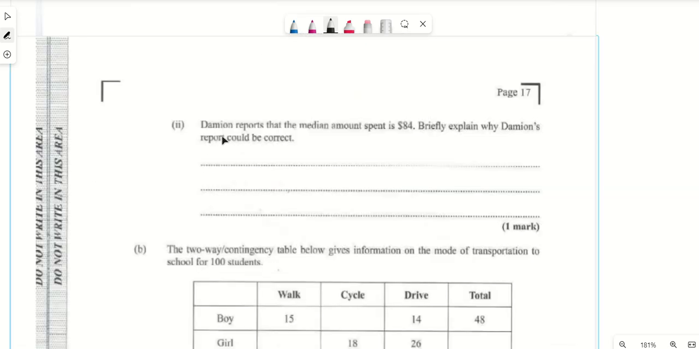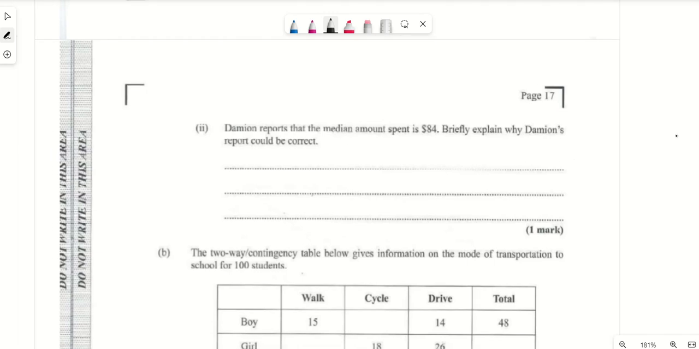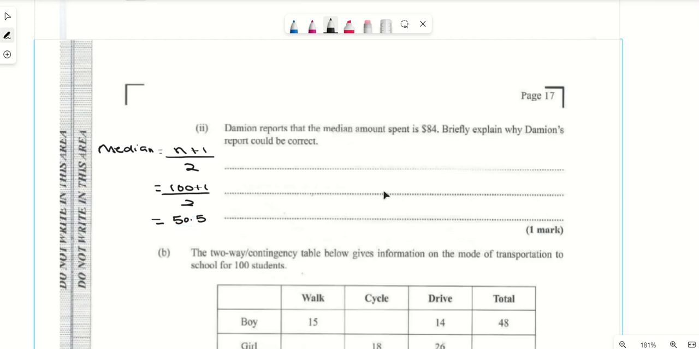So part 2 says Damon reports that the median amount spent is 84. Briefly explain why Damon's report could be correct, right? So first off, we know that the median. Now, the formula for median, when they give you a range like that, your median is equal to n plus 1 all divided by 2. We know n is the total number, which is 100, plus 1 divided by 2 is equal to 50.5. Now, we are going to look at 50.5.